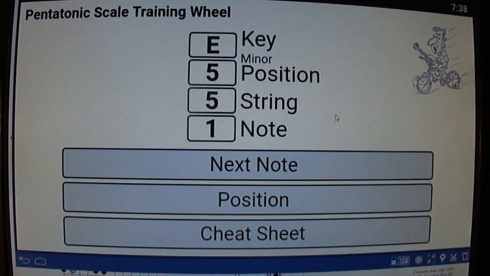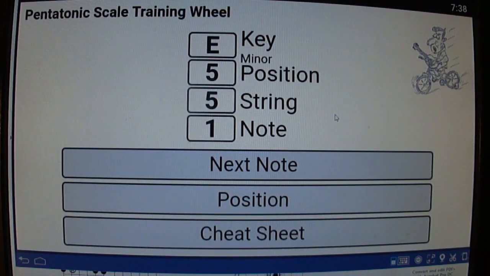Now, most people start out with the A minor position 1, and the one thing you could consider doing is ignore what's in key and position, and just play what's shown in the note and the string. And then when you're comfortable with that position 1, learning what those notes are called and where they're located, then move on to position 2, 3, up to 5, and then maybe go to the major. But how you use it is entirely up to you.